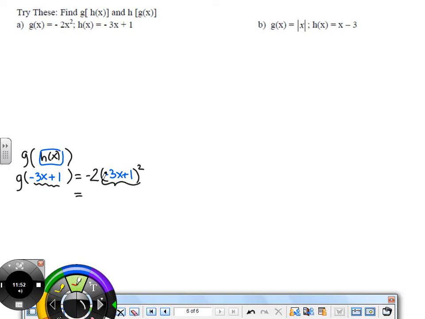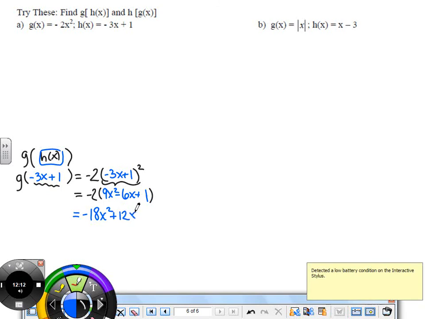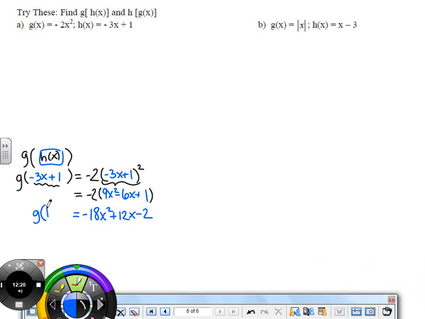So first we need to square negative 3x plus 1, which is going to be 9x squared minus 6x plus 1. Then we need to distribute the negative 2, which is going to be negative 18x squared plus 12x minus 2. This is our final answer because it's as simple as it gets. So this is g of h of x.